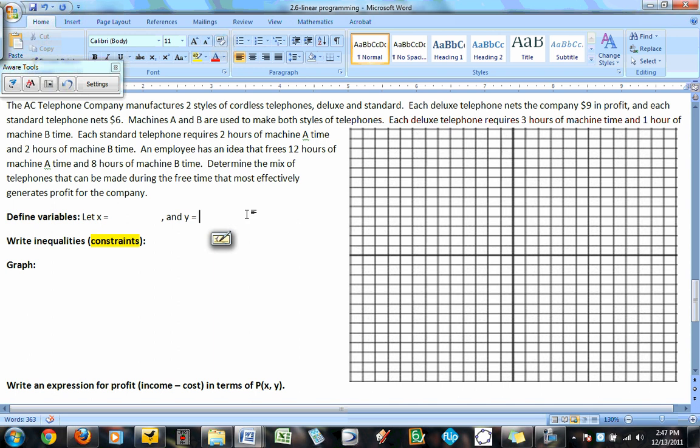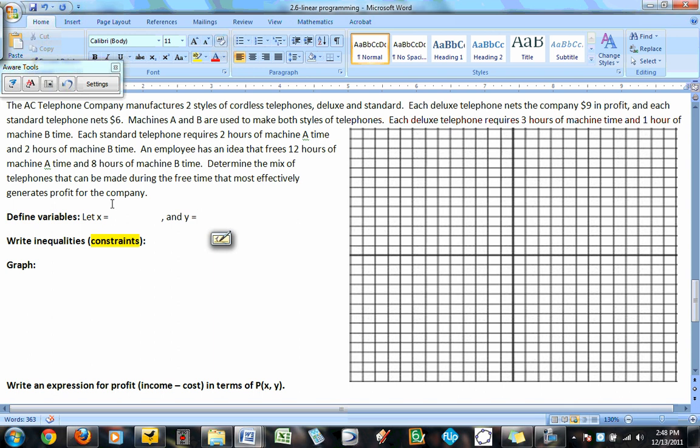Machines A and B are used to make both styles of telephones. Each deluxe telephone requires 3 hours of machine A time and 1 hour of machine B time. Machine A, sorry, that should be machine A up there. Each standard telephone requires 2 hours of machine A time and 2 hours of machine B time. An employee has an idea that frees 12 hours of machine A and 8 hours of machine B. Determine the mix of telephones that can be made during the free time that most effectively generates profit for the company. So let's go ahead and define the variables.